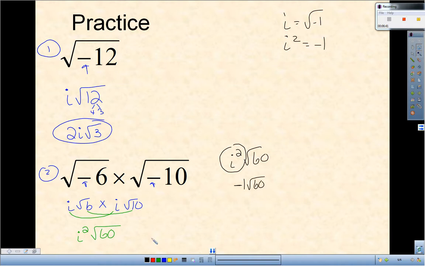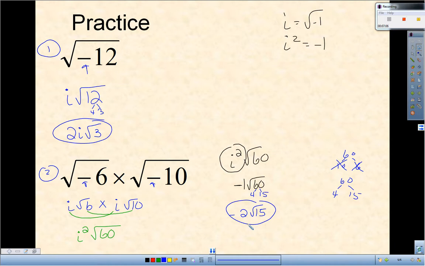And then I think I can break 60 down. In fact, I know that 60 is 10 times 6, but the problem is 10 doesn't have a square root and 6 doesn't have a square root. So I've got to come up with two other numbers. So what about 4 and 15? 4 times 15 is 60, and the square root of 4 is 2, so I'm going to have negative 1 times 2, so that would be negative 2 root 15, and that would be my simplified answer for that problem.